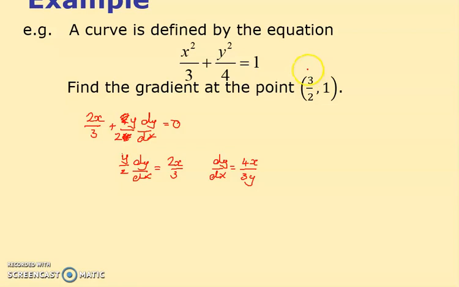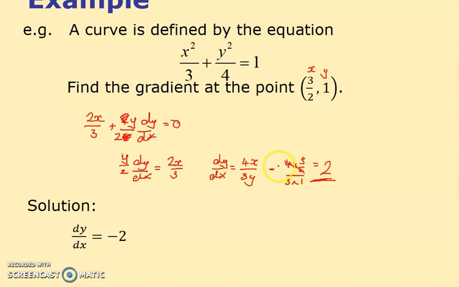And it says find it at this point. Well, x is this and y is this. So the gradient at that point will be 4 lots of 3 over 2 over 3 lots of 1. Well, that becomes 2. That's 6 over 3. I think the answer is 2. Oh, negative 2. Where's my minus coming from? It was here. It was a really stupid mistake. When I move that over, it becomes minus. That becomes minus. And that becomes minus. So happy days. I got there eventually.